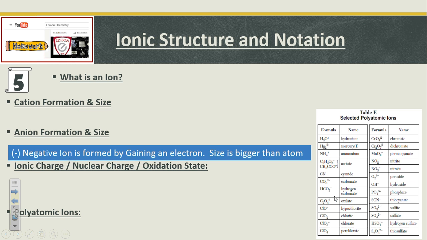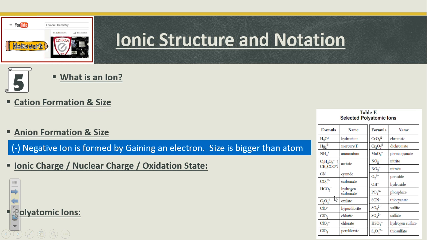Anion, on the other hand, is a negative ion, and it's formed by gaining an electron. And the size of an anion is larger than the atom that formed it, because when you gain an electron, it goes into the outer orbital, the valence shell, and the rest of the electrons spread out a little bit to make room for it, right? It's kind of like when you hop in at the table at lunch and you say, hey guys, move over, I need a little room. It gets a little bit bigger. And anion, the "an" stands for a negative ion. So it kind of has a code inside of it for what it is.